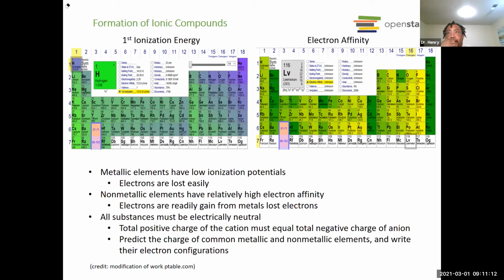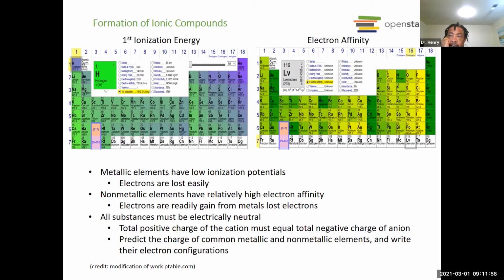Okay, so we've talked about first ionization energy. This is just a nice little table showing that. And we've also talked about electron affinity. What is ionization energy again? How much energy it takes to remove an electron. So first ionization energy is the energy to remove one electron from an element. And electron affinity? How much energy it takes to gain an electron. Okay.